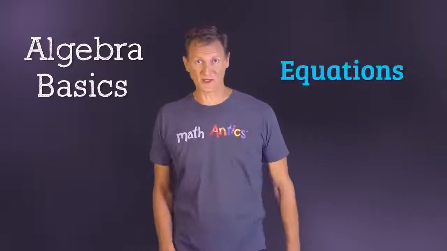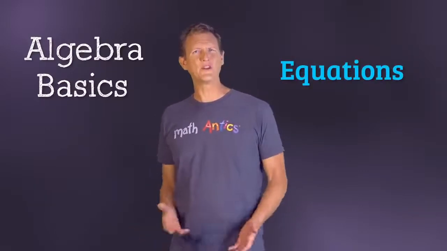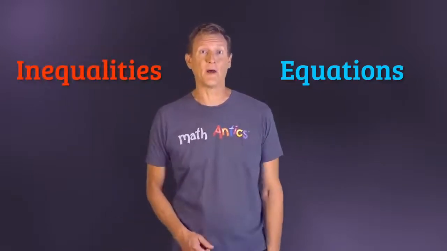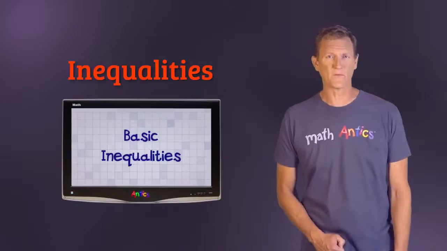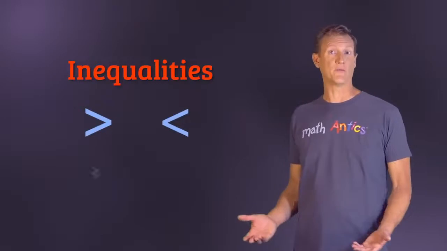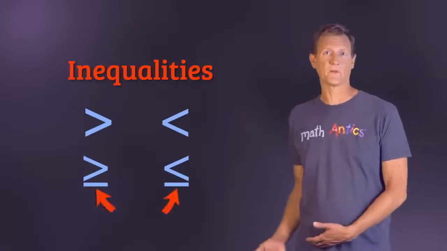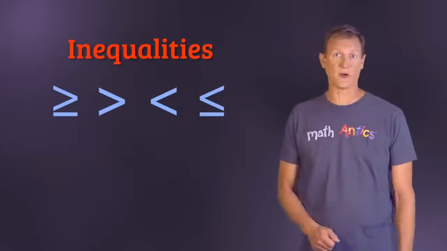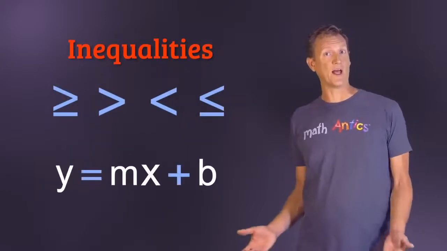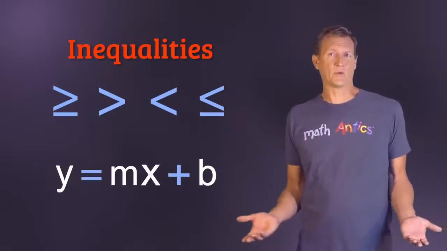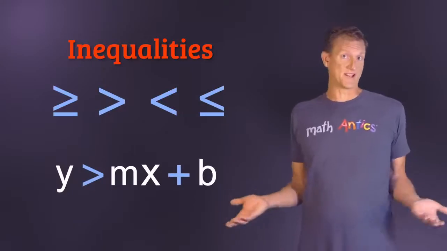If you've been watching our Algebra Basics series, you've learned a lot about equations so far. But remember, equations aren't the only type of comparison in math. There are also inequalities, like the ones you've learned about in our video, Basic Inequalities. Those sorts of comparisons use the greater than and less than signs, along with the versions of those that include the equal sign. And in this video, I'm going to show you what happens when we use those signs in algebraic equations, like the equation of a line, y equals mx plus b. What would it mean to have something like y is greater than mx plus b instead?